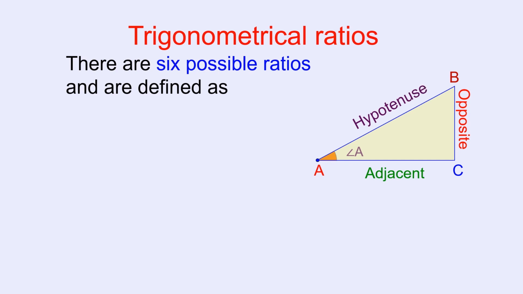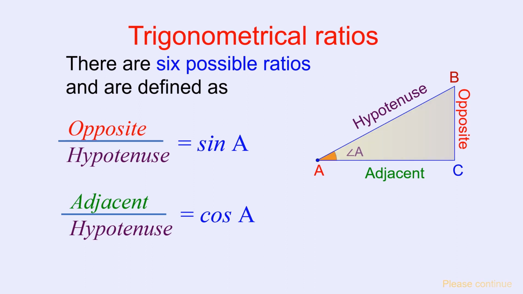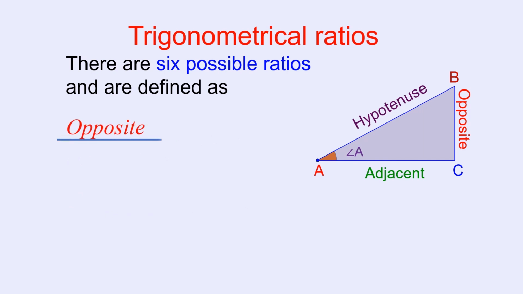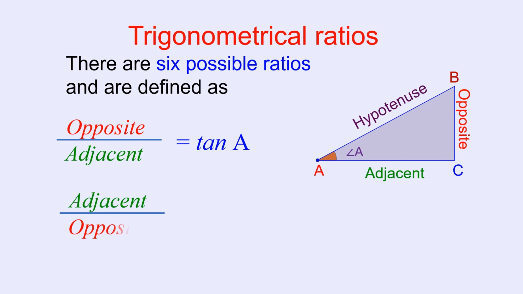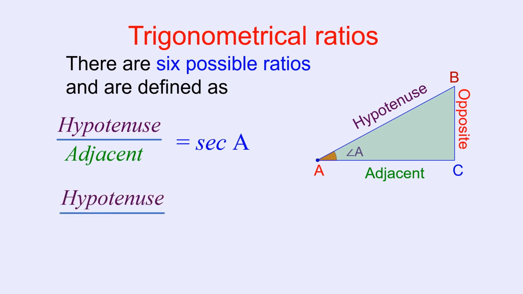There are 6 possible ratios and they are defined as opposite divided by hypotenuse equals sine A, adjacent divided by hypotenuse equals cosine A. Opposite divided by adjacent equals tangent or tan A. Adjacent divided by opposite equals cotangent or cot A. Hypotenuse divided by adjacent equals sec A. Hypotenuse divided by opposite equals cosec A.